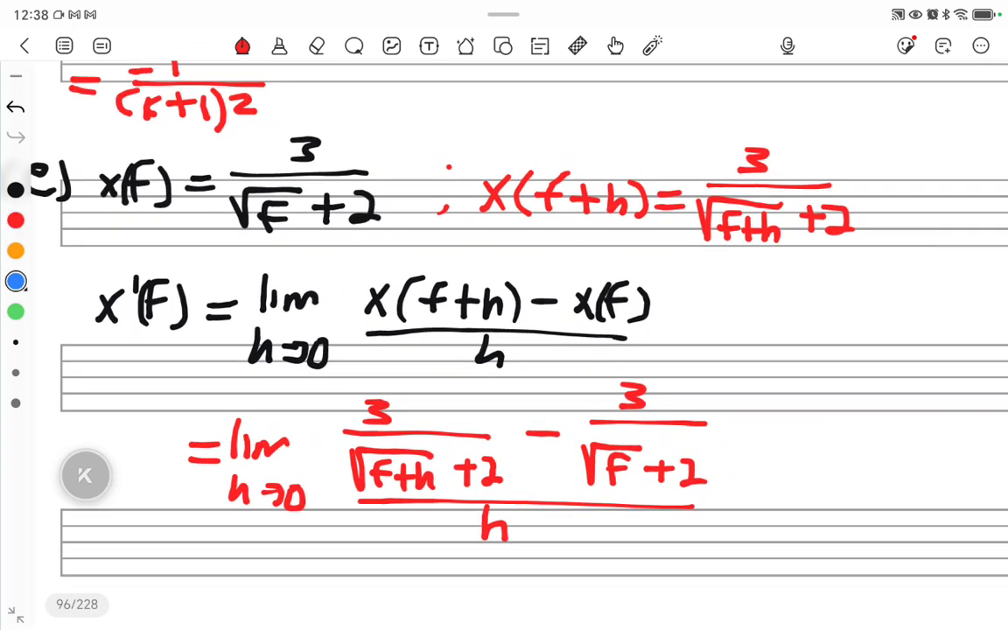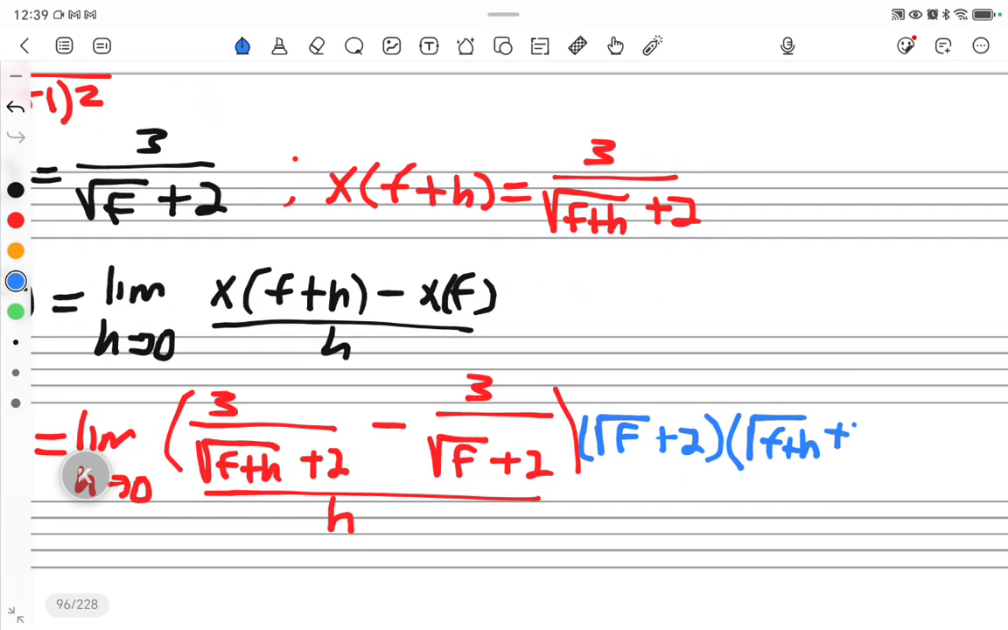And I've specified this. Remember, I specified this, and I said that what we need to do is multiply these two, right? Combine them, then we'll multiply them here. Root of f plus 2 times root of f plus h plus 2. We do the same for the denominator.